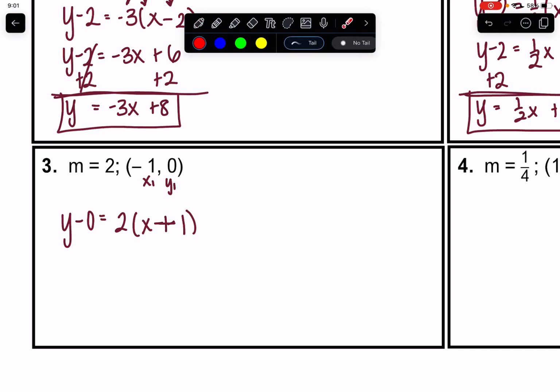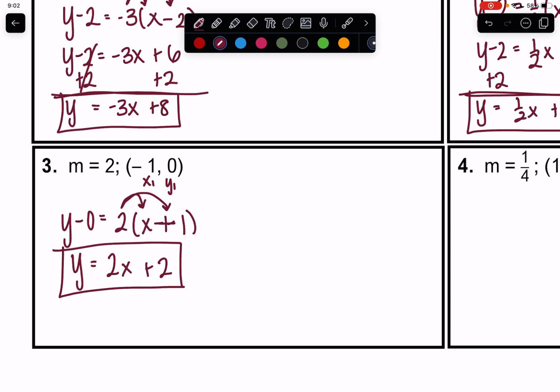And so at this point, y minus 0 just goes away, so I could just write y equals. If you notice you have a 0 in your ordered pair, that actually helps you out. That's one less operation that you have to do. Now I just need to multiply that 2, and that will finish the problem. So 2 times x is 2x. 2 times 1 is positive 2, and I'm already solved for y, so I don't even have to do anything else.